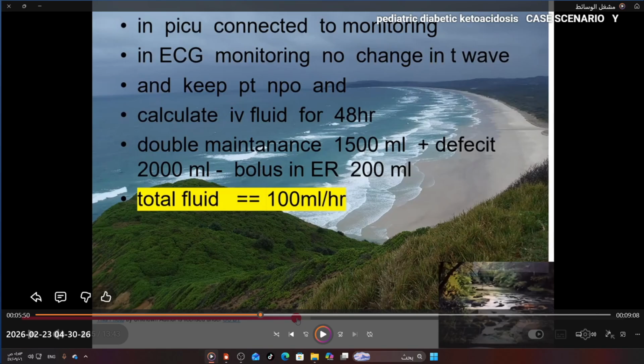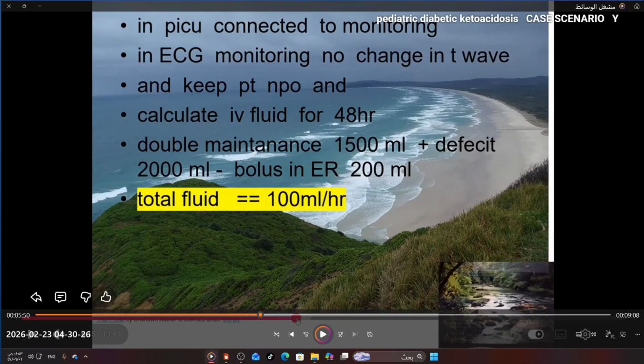Now we will shift the patient to BICU. We call senior BICU. We call endocrine. Then shift the patient to BICU. In BICU we will calculate the fluid for 48 hours. We will use double maintenance fluid over 48 hours, then deficit. We calculate the deficit according to the severity of dehydration. Maybe use from 7% to 10%. It's better to start with 7%. It's okay.